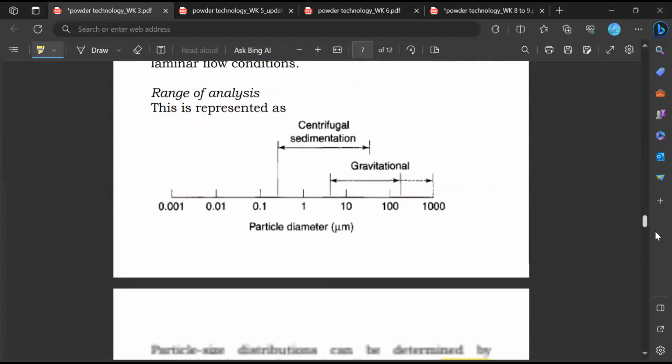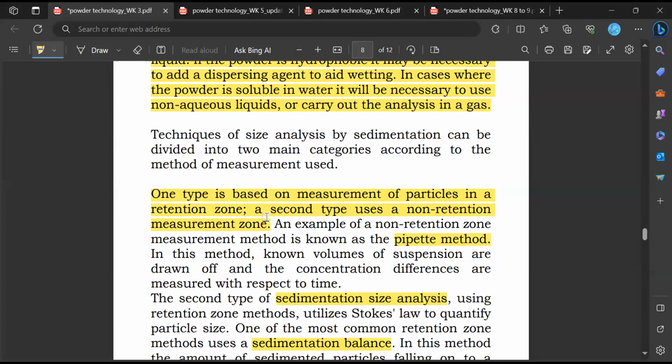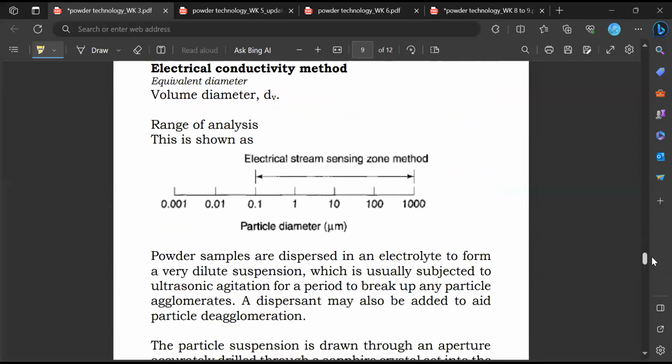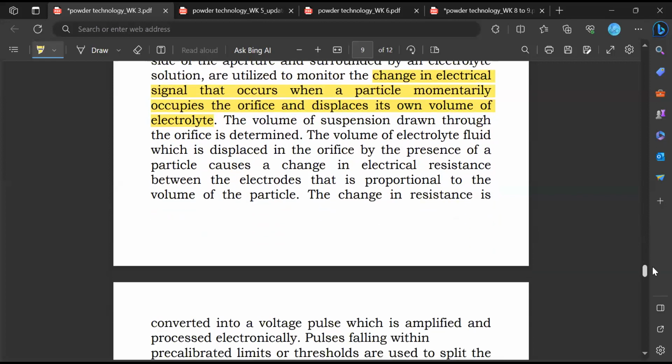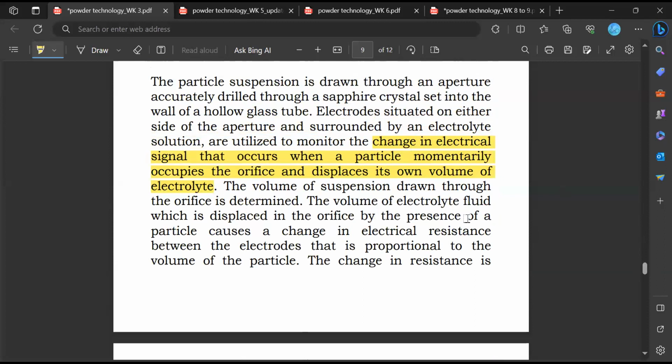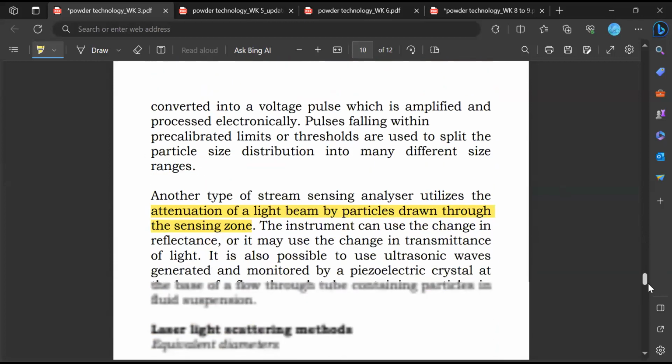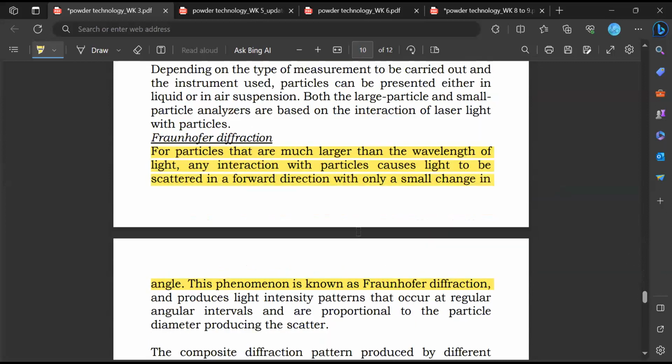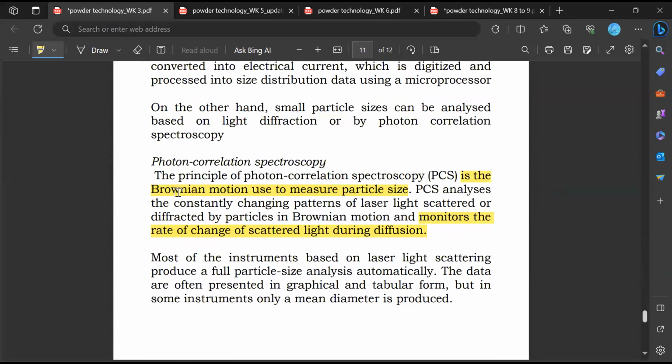Next is the sedimentation method, where you use the retention zone where the sedimentation balance is used, and the non-retention zone where the pipette method is used. Then you have the electrical conductivity method, where you measure the change in electrical signal when a particle occupies the orifice. And then the last one is the laser light scattering methods, which has the Fraunhofer diffraction and the photon correlation spectroscopy. So we just go next.